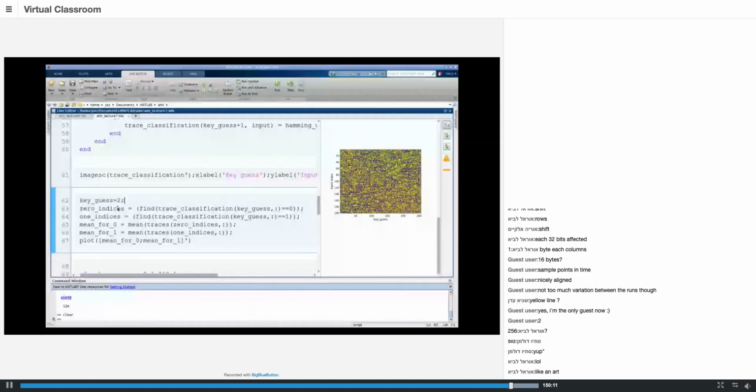I'm going to find all of the traces which go into the left pile. This is 0 indices. I find all the traces that go into the right pile. And this is a nice Matlab select operation. I'm going to calculate the mean of the left pile and the mean of the right pile, and I'm going to show you a plot of them overlaid on top of each other. And this is the wrong key guess.